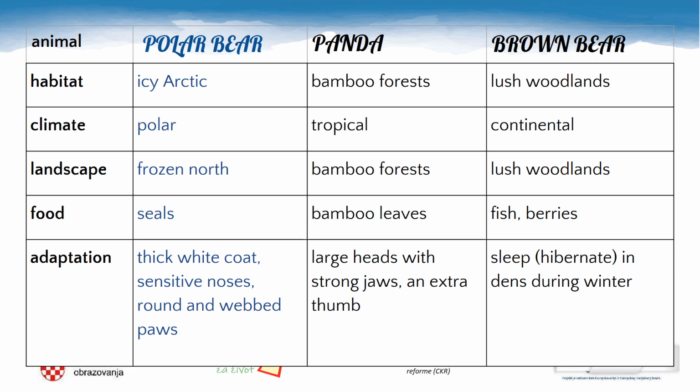So polar bears live in the Arctic with polar climate where everything is frozen. How did they adapt to the habitat? Because of their thick white coat, they are never cold. Their round and webbed paws allow them to walk on snow, and because of their sensitive noses, they can smell their favorite food, the seals, miles away.